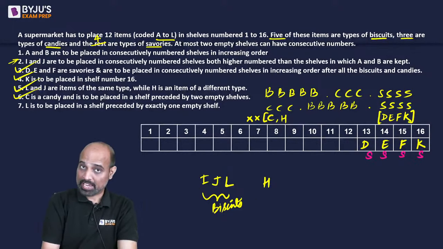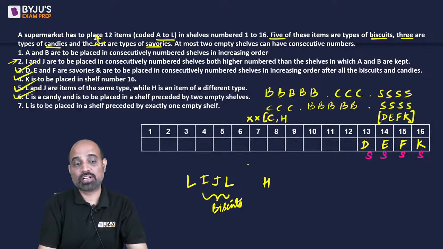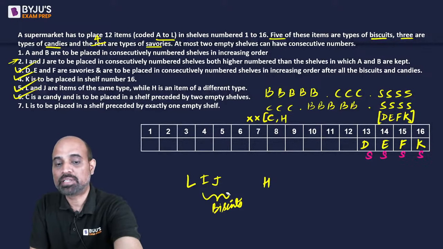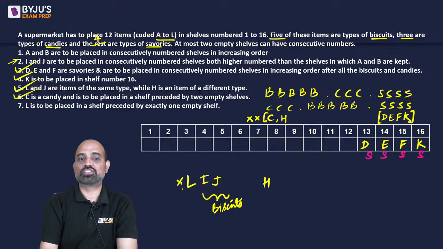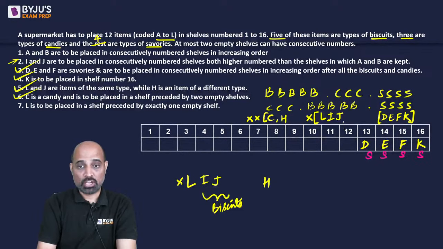So L is a biscuit, and L will come in the front. Why will L come in the front? Because we are talking about preceded. Preceded as in before it there is going to be only one empty shelf. So wherever L goes, there is one empty shelf, and then we have I and J along with it.